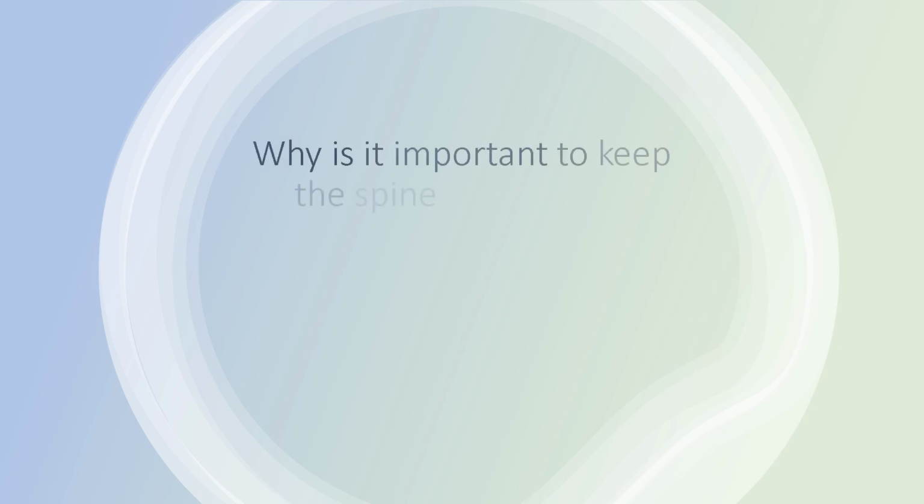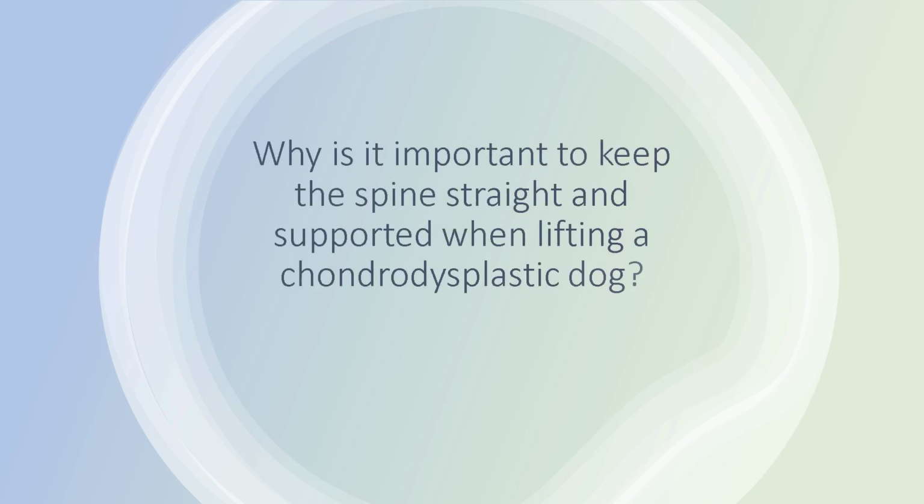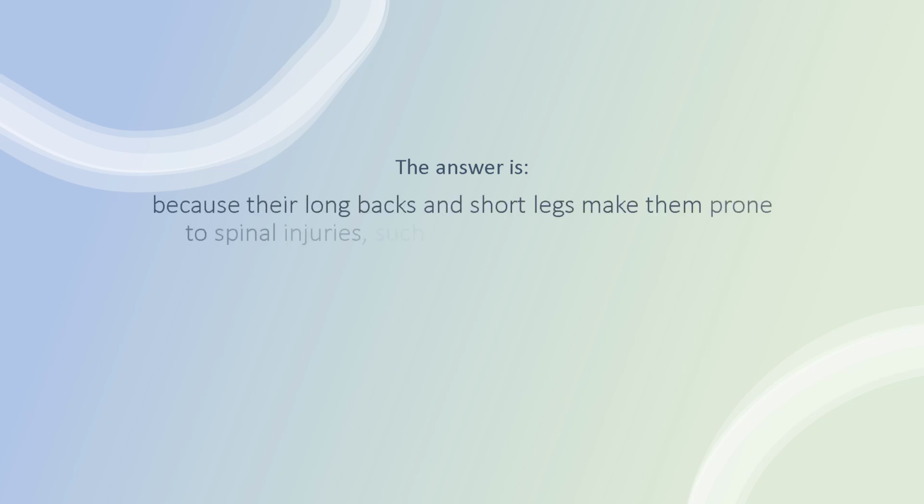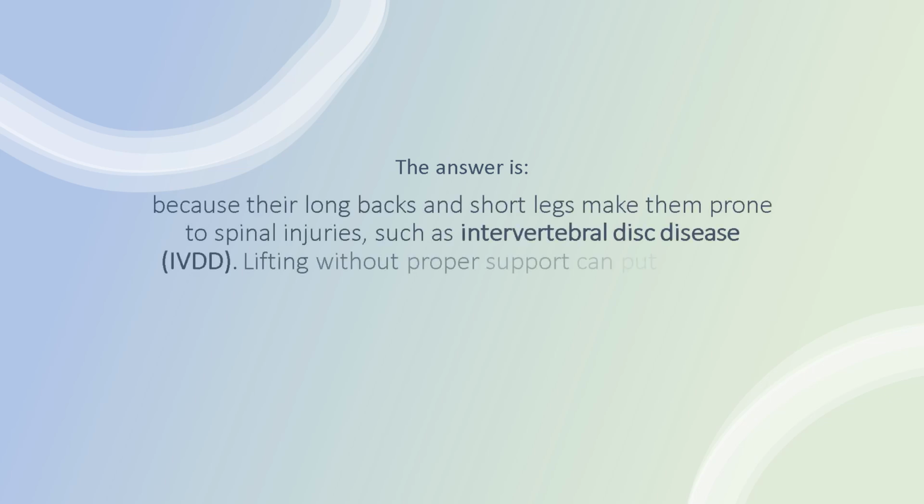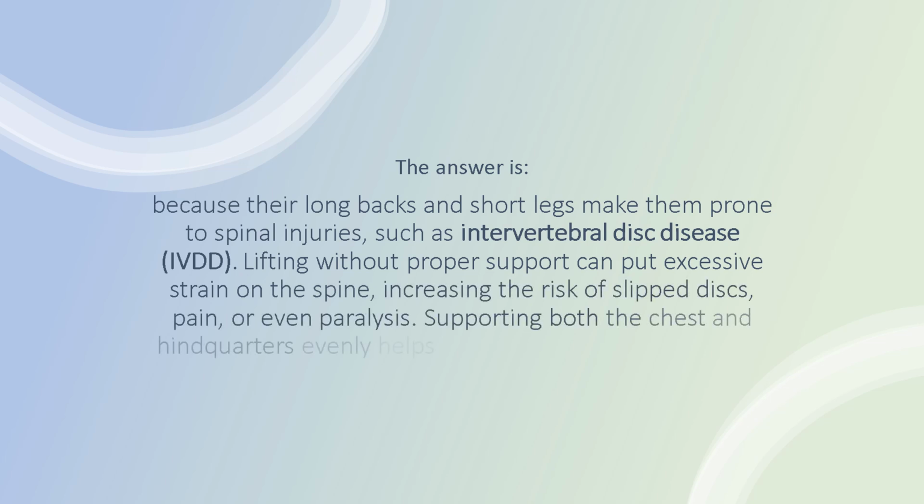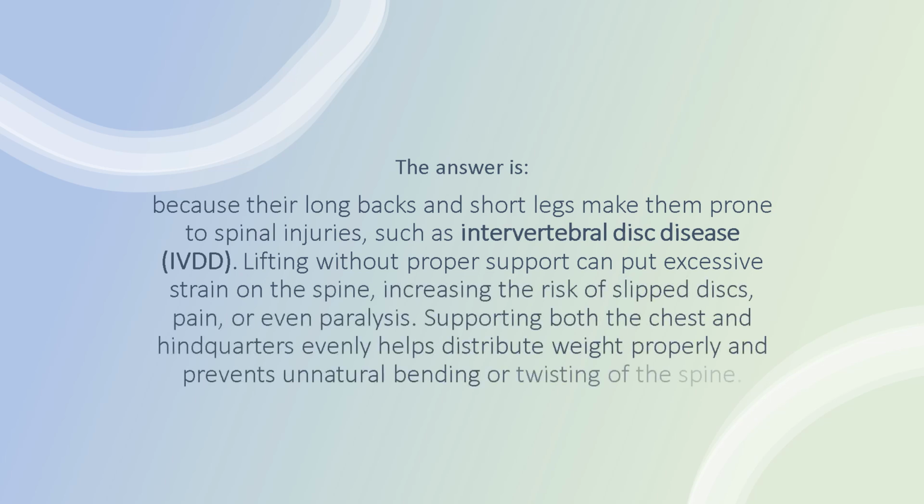Why is it important to keep the spine straight and supported when lifting a chondrodysplastic dog? The answer is because their long backs and short legs make them prone to spinal injuries such as intervertebral disc disease. Lifting without proper support can put excessive strain on the spine, increasing the risk of slipped discs, pain or even paralysis. Supporting both the chest and hindquarters helps evenly distribute weight properly and prevents unnatural bending or twisting of the spine.